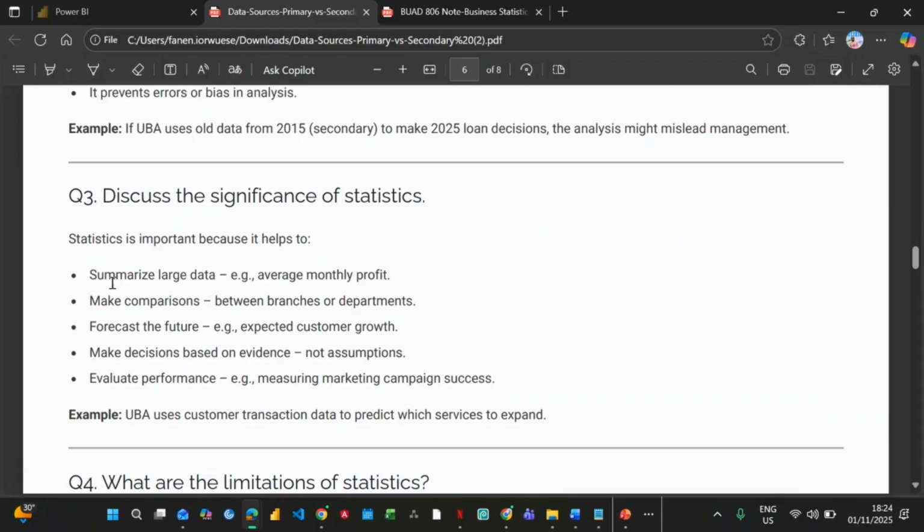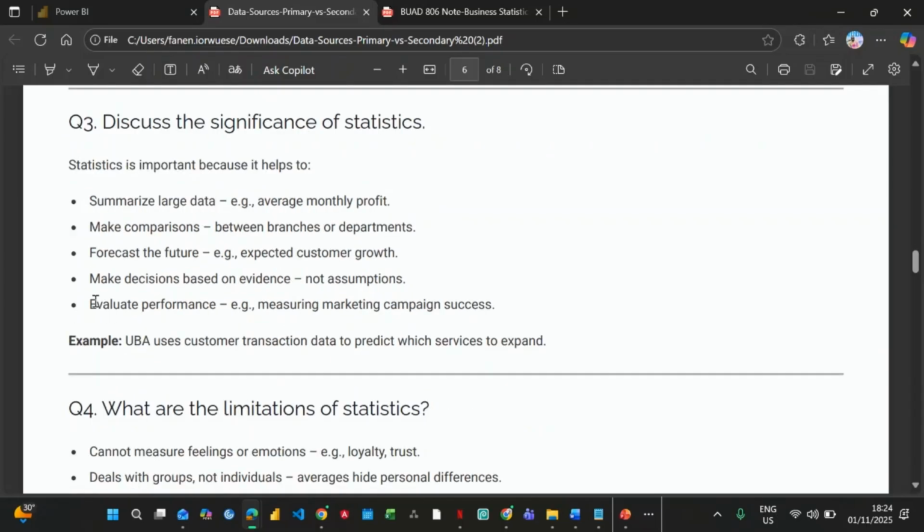It helps you to summarize your large data, e.g., average monthly data. You want to calculate the average monthly sales or profit, and it also helps you to make comparisons between branches or departments, and to forecast for the future. I think we have done this already in our previous tutorial.